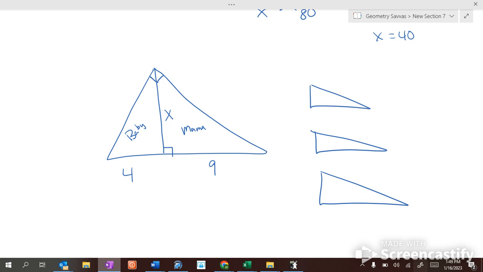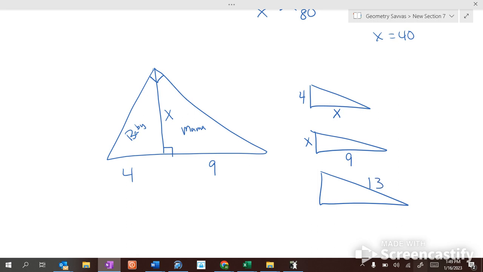Okay, what parts of baby do I know? Do I know the short side? Yes, that is 4. Do I know the medium side? This is baby. Here's the hypotenuse, so the medium side would be this side. So yes, I know that's x. Do I know the hypotenuse? No. So I leave that blank. Mama. What parts of mama do I know? Do I know the short side? Yes, that is x. Do I know the medium side? Yes, that is 9. Do I know the hypotenuse? No. And for papa, the only part I know is the hypotenuse, which is 4 plus 9 or 13.